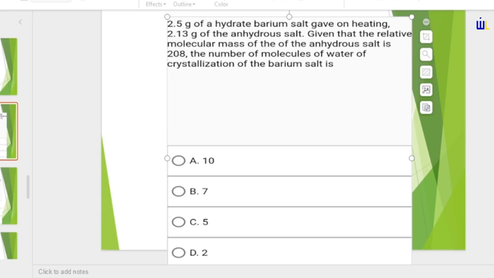Given mass of water divided by given mass of anhydrous salt equals molar mass of water over molar mass of anhydrous salt. What is the given mass of the anhydrous salt in this question? 2.13? Correct. So how didn't you get your answer?